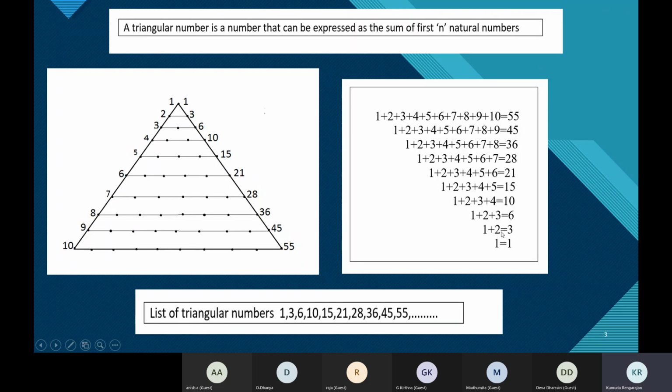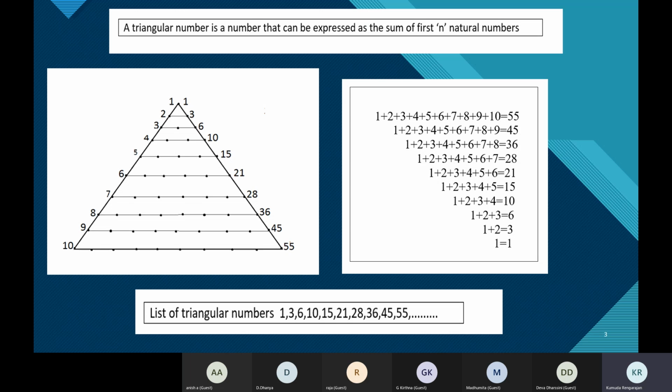Sum of the first n natural numbers: 1, 1 plus 2, 1 plus 2 plus 3, 1 plus 2 plus 3 plus 4, 1 plus 2 plus 3 plus 4 plus 5, 1 plus 2 plus 3 plus 4 plus 5 plus 6. So this is the first natural number, first 2 natural numbers, first 3, first 4, first 5 natural numbers.